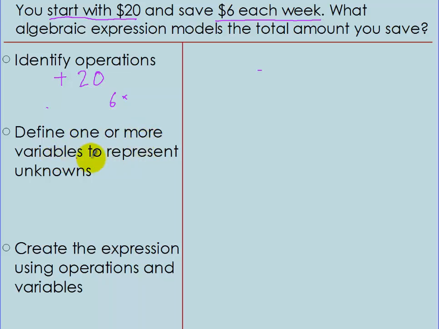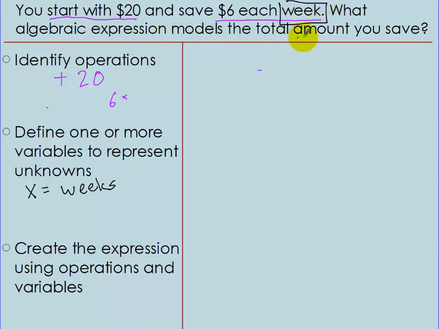Now define one or more variables to represent unknowns. So what are my unknowns? Looking for your nouns here, you start with 20 and save $6 each week. So week. Do I know how many weeks there are? Sometimes the problem might say it's only 3 weeks, so you don't just assume that's the unknown. But the total amount you save, we don't know how many weeks we're doing it. That's the whole point. So one of my unknowns is going to be week. I'm going to say that's x. So x equals weeks. How many weeks have gone by? That's my unknown.